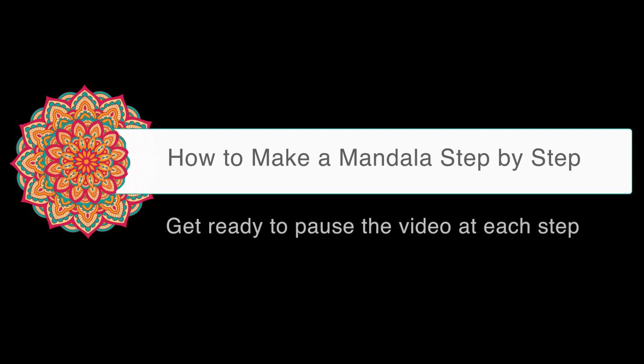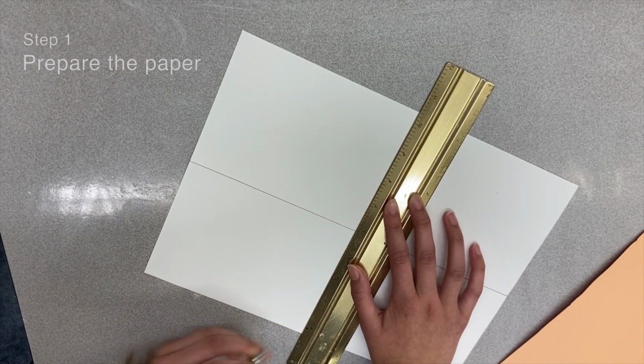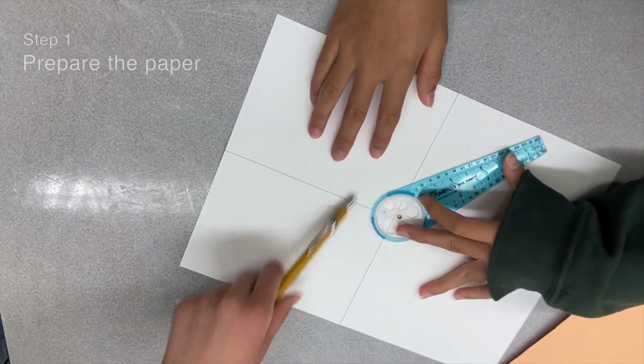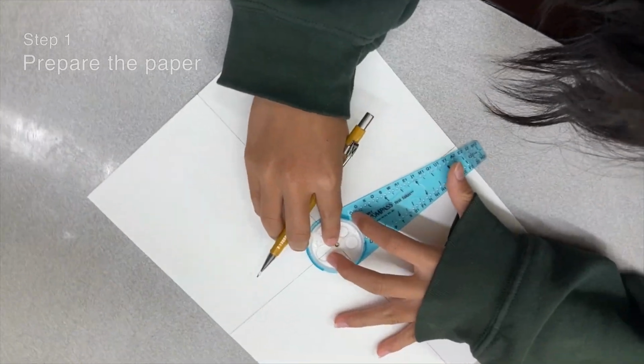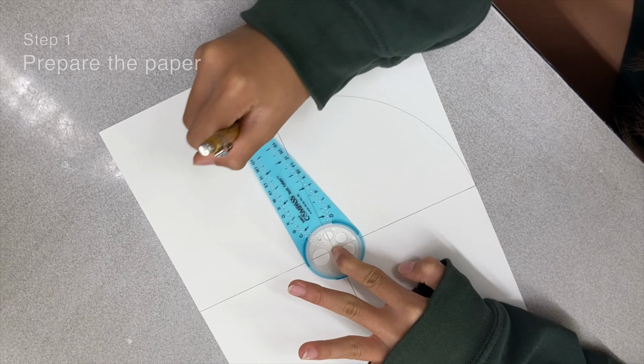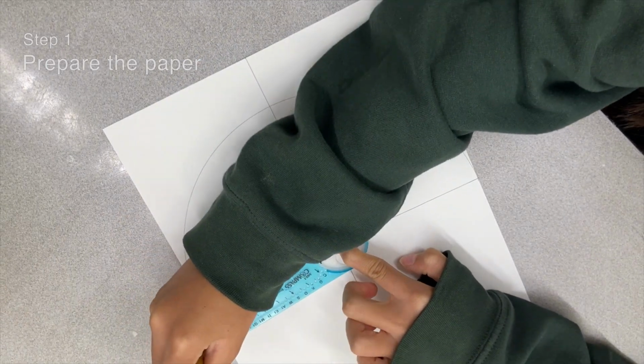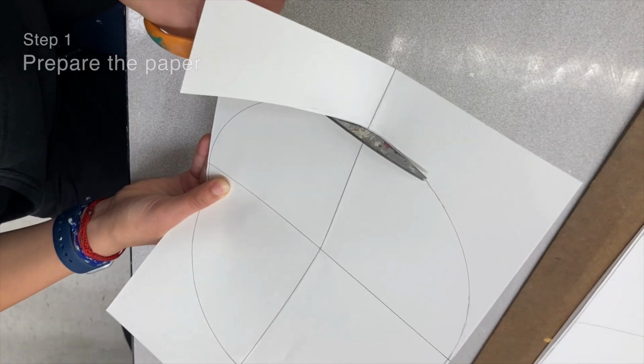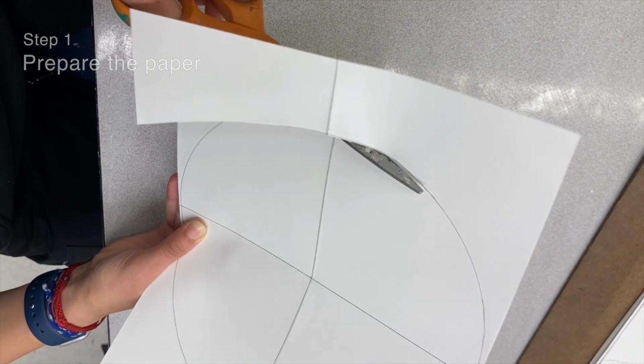Okay, now is the time to start making your own mandala. First of all, we need to prepare the paper. Step 1, here is your paper. 2, fold it in half horizontally. 3, then fold it in half lengthwise. 4, then go over your folded lines with a pencil using a ruler. 5, next make the largest possible circle the paper will allow using a compass. 6, finally cut out the circle.